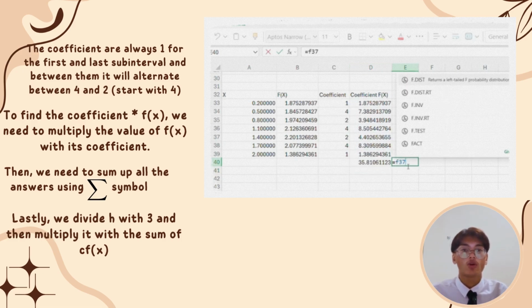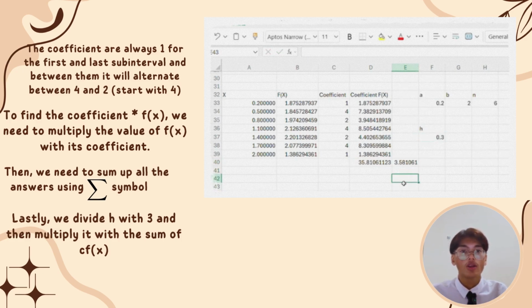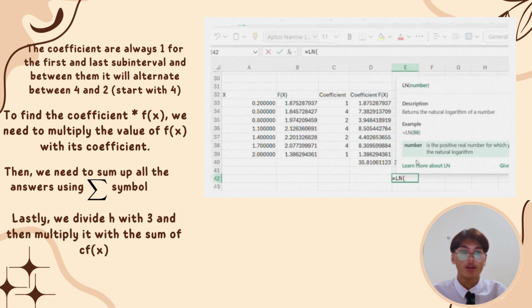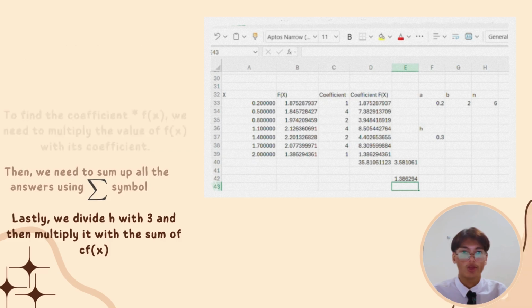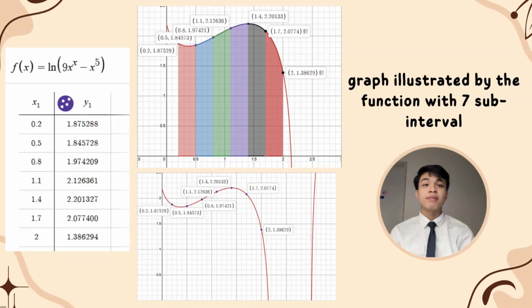Next, we search for coefficient fx by multiplying the value of fx and its coefficient. Lastly, sum all the values of coefficient fx and calculate the area under the curve by using the Simpson's rule formula. This is the graph illustrated by the function with 7 subintervals using Desmos. As you can see, the vibrant color is the area under the graph between the limit.